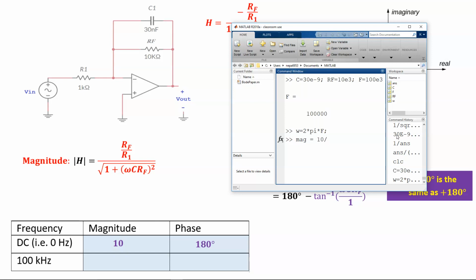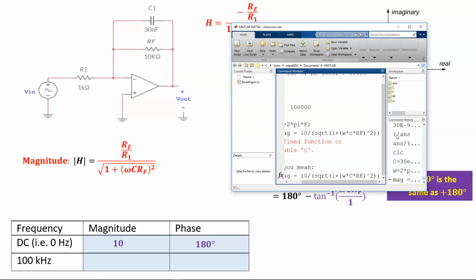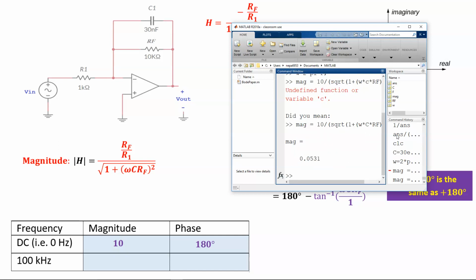So that divided by square root of 1 plus omega times C times RF, and this whole thing is squared. So I think I got all the closing parentheses. I got a wrong uppercase C. And what I see is I get a voltage that's very small, 0.05. So I get a voltage that's very, very small.